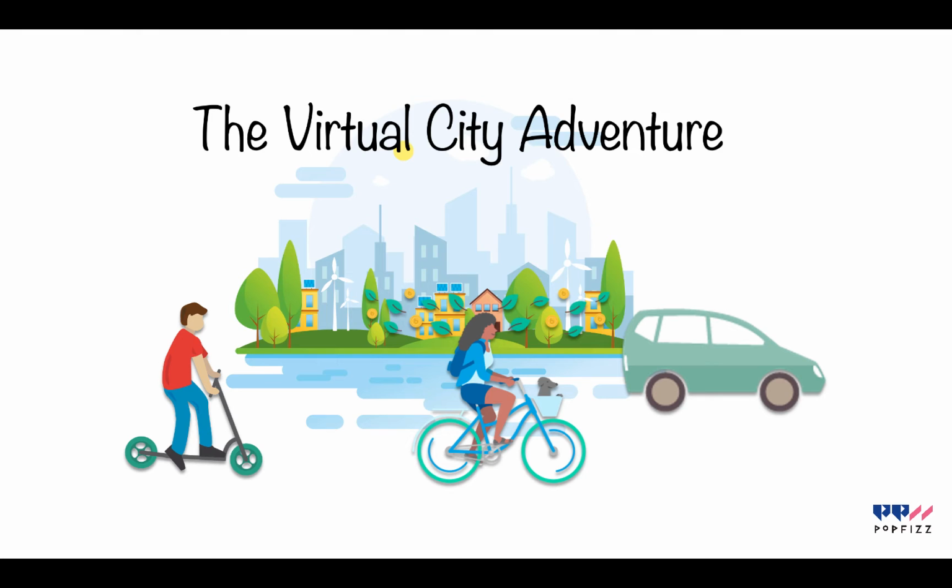So that sounds pretty abstract. So what does that mean? Let's look at this example here. We're going to create a virtual world where a player can choose which vehicle to ride to explore the city. Here are the three vehicle objects. There's the electric scooter, a bicycle, and a car.